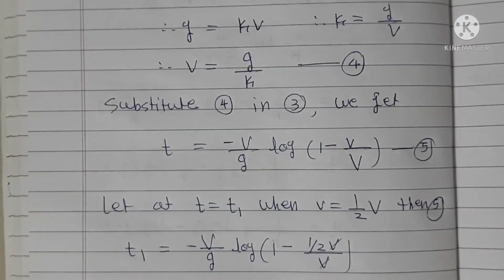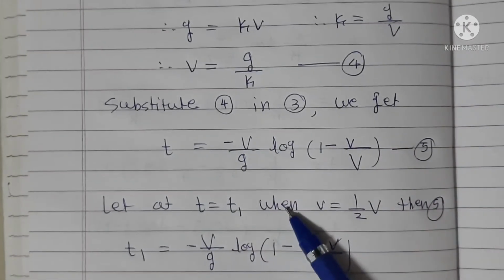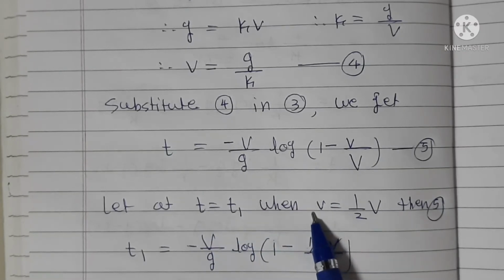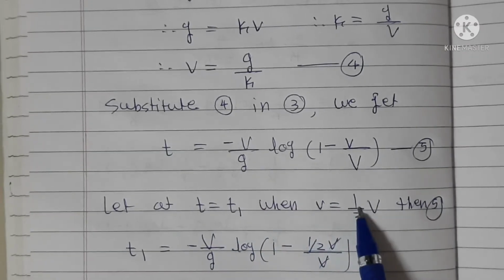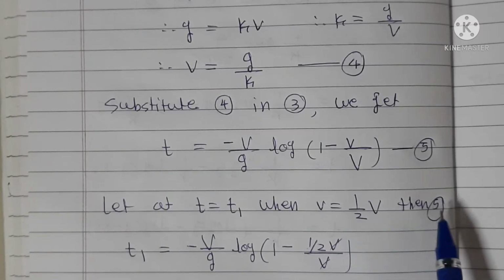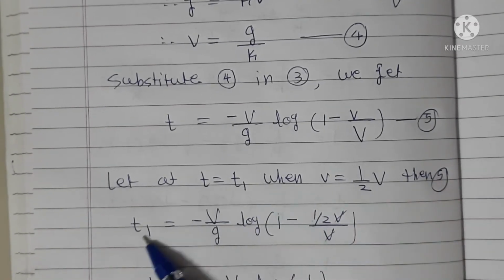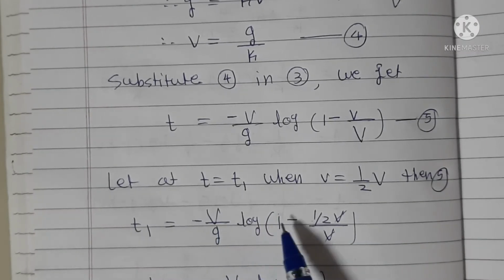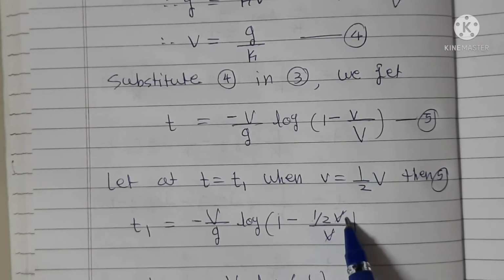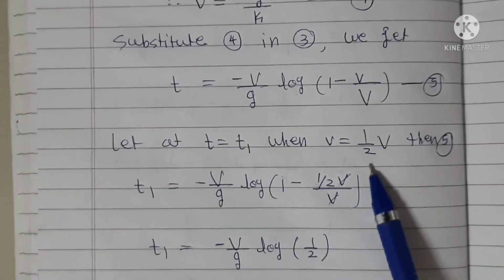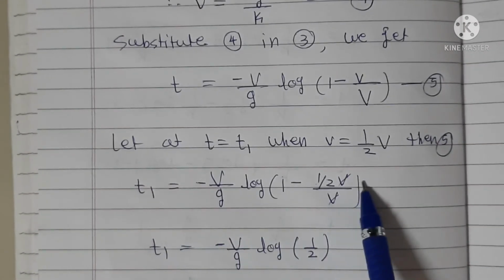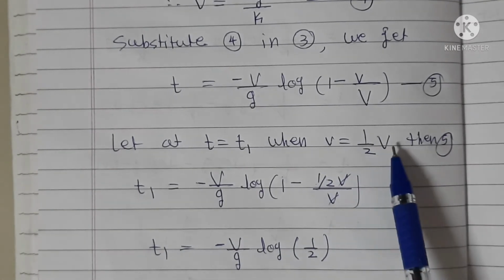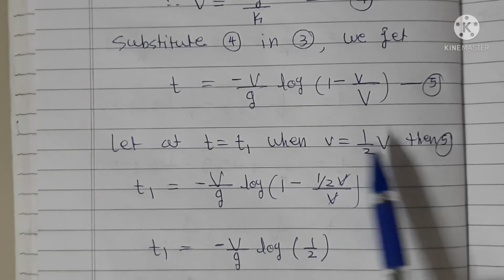Now we are substituting the given condition that we have to prove, that at time t equal to t1 the velocity v becomes 1 upon 2 capital V. Then equation number 5 becomes t1 is equal to minus capital V upon g into log of 1 minus 1 by 2 v upon capital V. Throughout this equation capital V we are using, and we are replacing small v with half of the velocity, that is capital V.